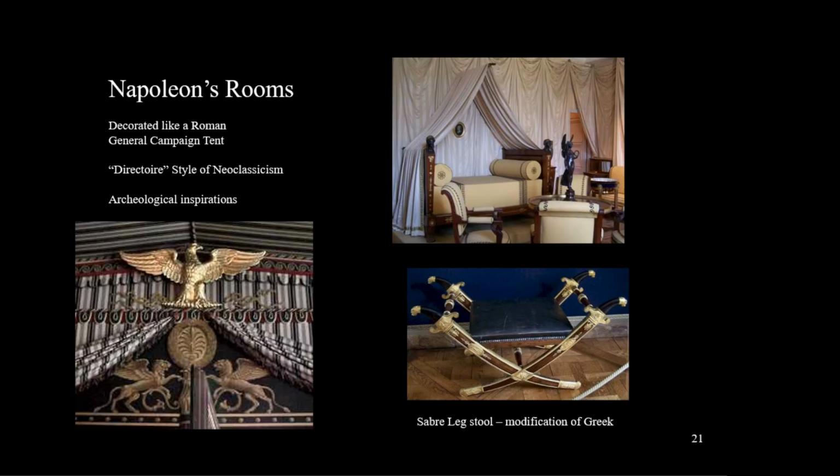The French invaded Egypt, and it was one of Napoleon's soldiers who shot the nose off the Sphinx for target practice. Napoleon decorated as if he were a Roman general on campaign, with a heavy influence on drapery that reminded him of military tents and furniture that looked like it could fold or be dismantled for travel.